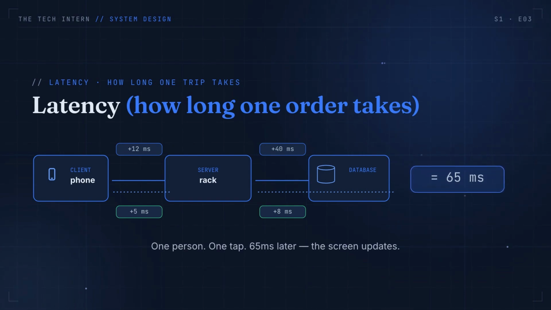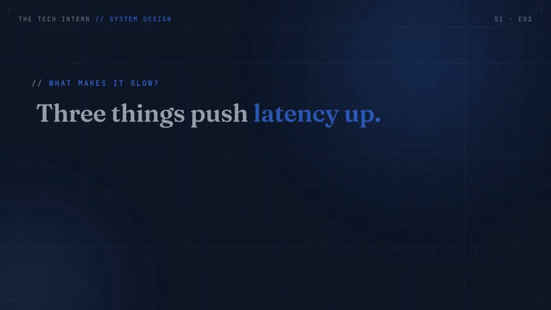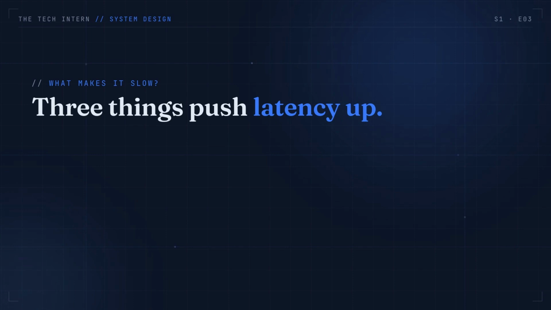The time for one round trip, door to door. When latency is low, the app feels instant. When it's high, you sit there watching a spinner. So what makes latency go up? There are three main culprits, and they show up in almost every slowness investigation.